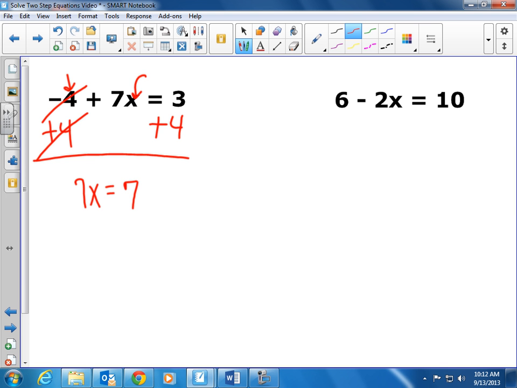Now I want to get x alone. What's going on with x? It's being multiplied by 7, so I do the inverse of multiplication, which is division. So I'm dividing each side by 7. 7 divided by 7 is 1. Those cancel, so I get x equals 1.